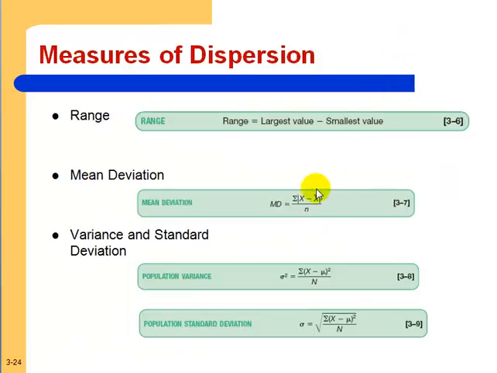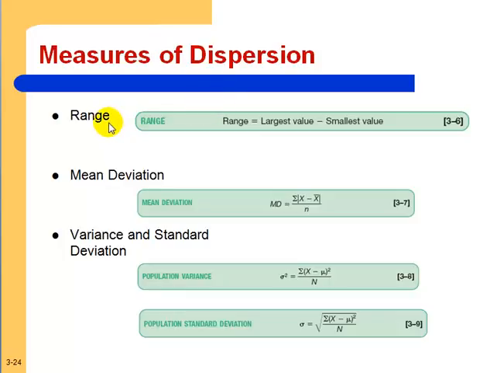Okay, we use those formulas to measure dispersion. First one, range. How do we find a range? For a group of data, range equals the largest value minus the smallest value. We use the mean deviation, and we use the variance and the standard deviation. I'm going to introduce and explain all of these formulas in the following slides.